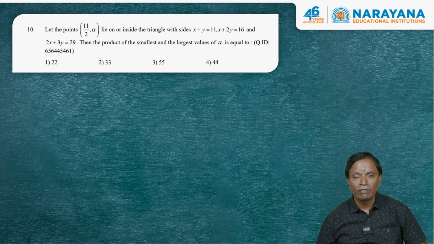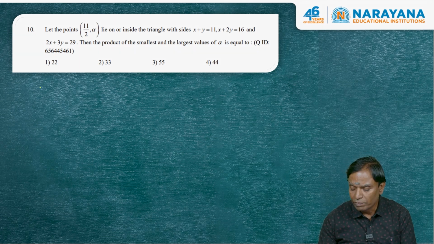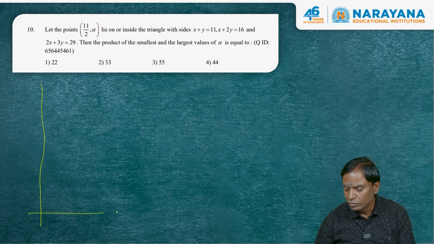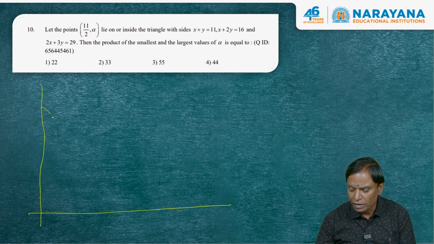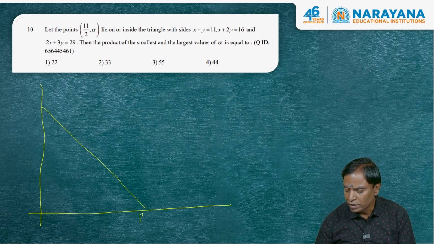Let the point 11 by 2 comma alpha lie on or inside the triangle formed by the sides. The product of the smallest and largest values of alpha, wherein the point 11 by 2 alpha is lying inside the triangle. So there are many approaches for this problem, but one of the simple approaches, draw the lines. First one is x plus y is equal to 11. So this is 11, 0.